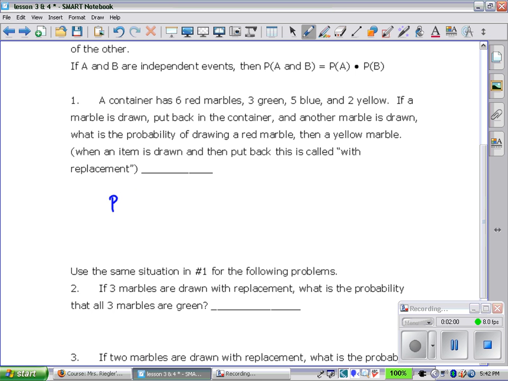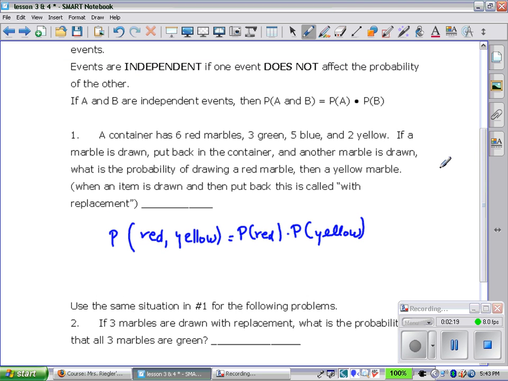So first, what's our sample space? We want the probability of red, then yellow. So that means we need to do the probability of getting a red marble times the probability of getting a yellow marble. The first thing is, how many total marbles do we have to choose from? If we count these up, we have 6, 3 makes 9, 5 makes 14, and 2 more makes 16. So we have 16 total marbles.